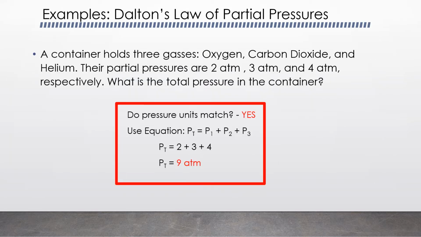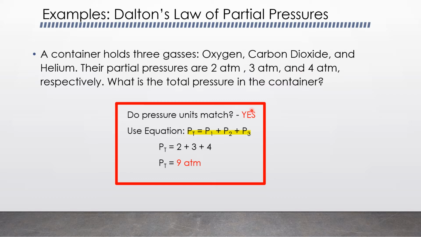All right, let's do an example. We have a container that has 3 gases. It doesn't say anything about collecting the gas underwater. That's how you know you're going to use this equation right here. The total pressure equals the individual pressures added together. So you have the pressure of the oxygen gas, the carbon dioxide gas, and the helium. Okay, so here are their pressures: 2, 3, and 4.